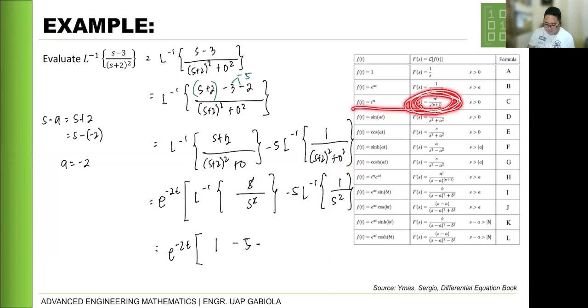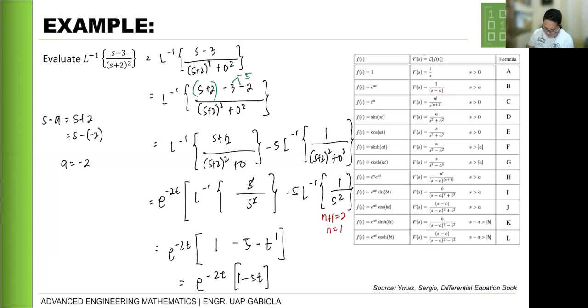raised to n natin. Wherein dito, yung n natin is equals to n plus 1 is equals kay 2. So ang n natin ay equals sa 1. So ibig sabihin times t raised to 1. So pag simplify natin, this will be e negative 2t times 1 minus 5. This will be our final answer for this question. Okay? So yan yung solution natin sa kanya. Right?